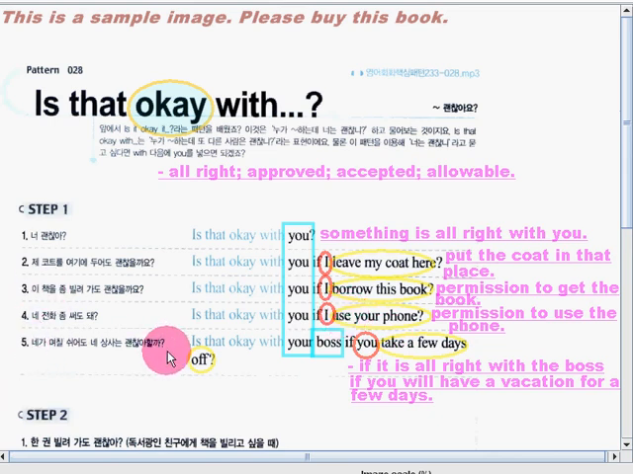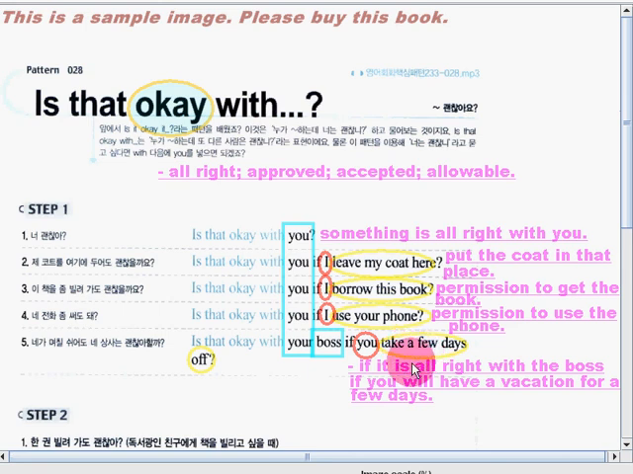Number 5, is that okay with your boss if you take a few days off? So we are asking the approval of your boss, if it's okay or acceptable if you will have a vacation for a few days. So, it's very easy, right?